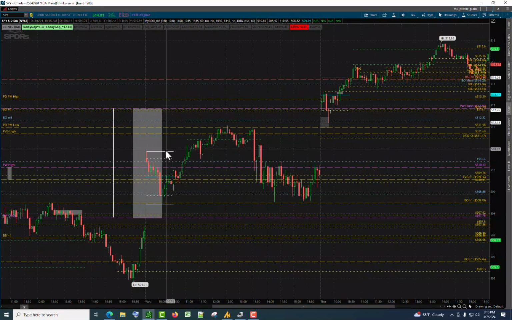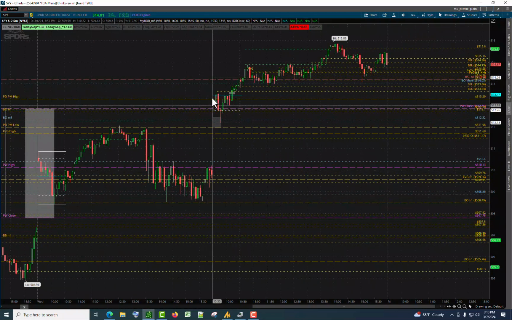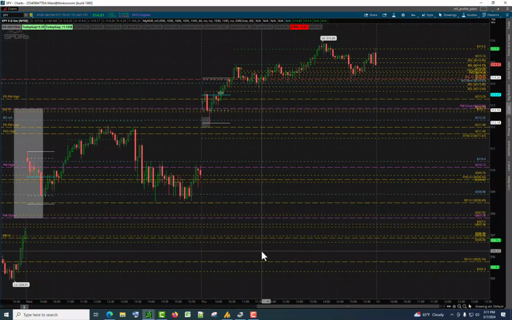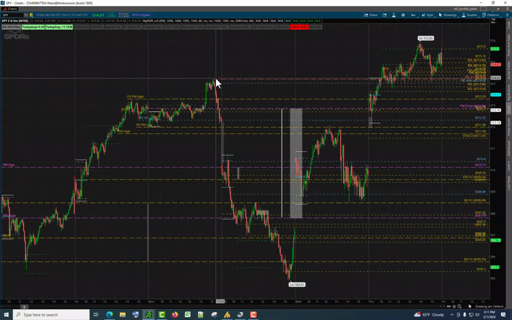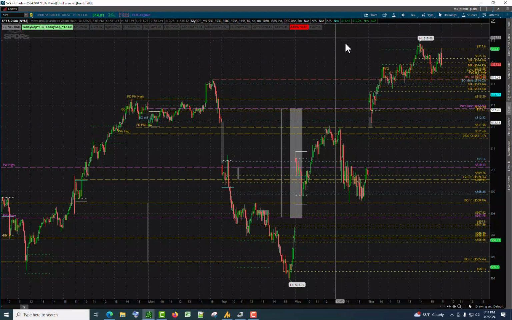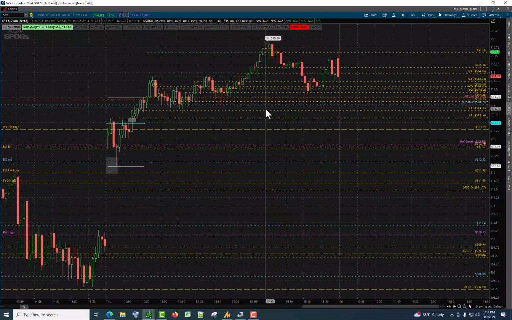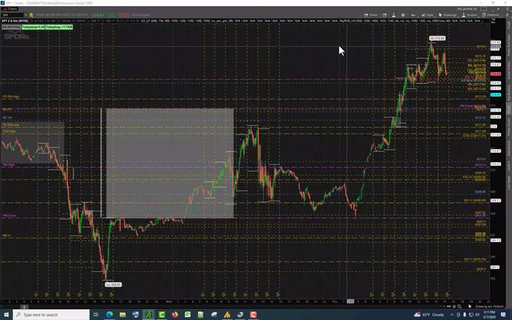And here's the Wednesday. Wednesday kind of consolidated right there, and then boom, today it gapped up $3.39. Look at this, we see it take out a buy side. Okay, so let's see what the setup we have for today, and then we can anticipate.